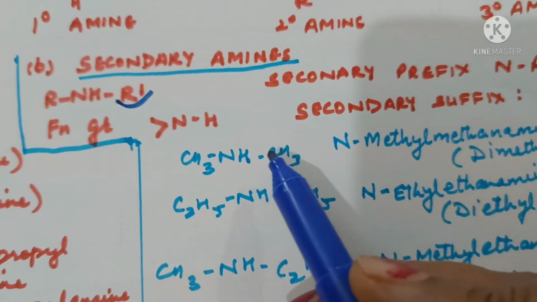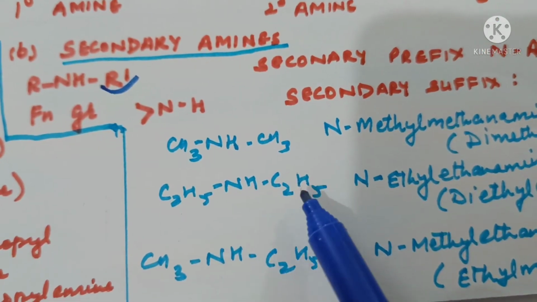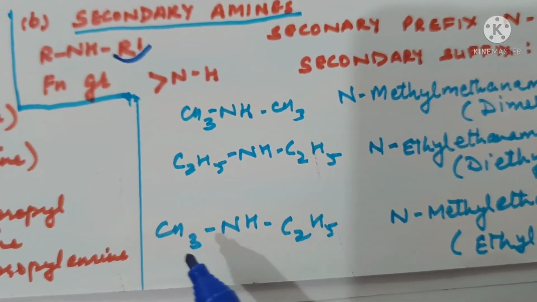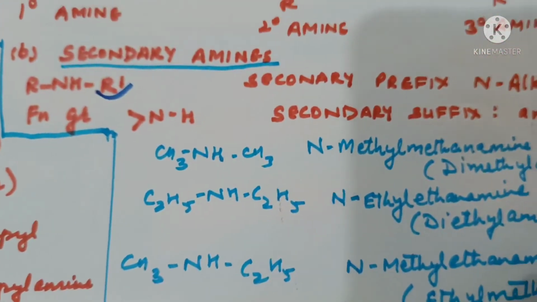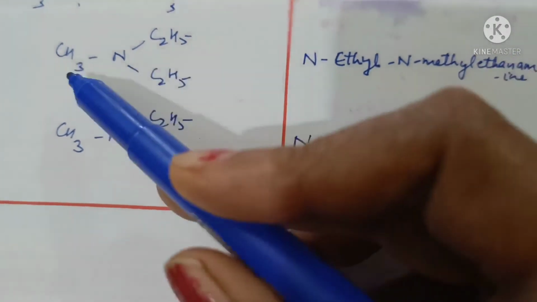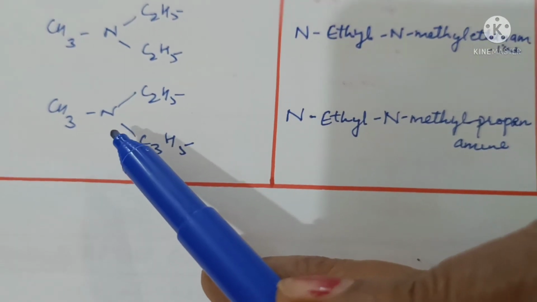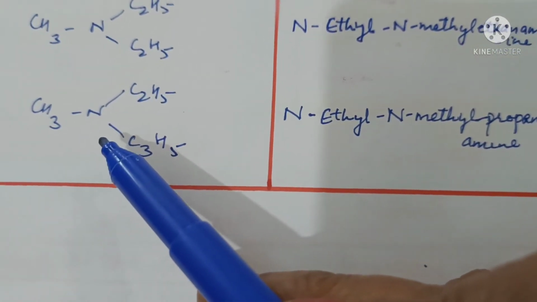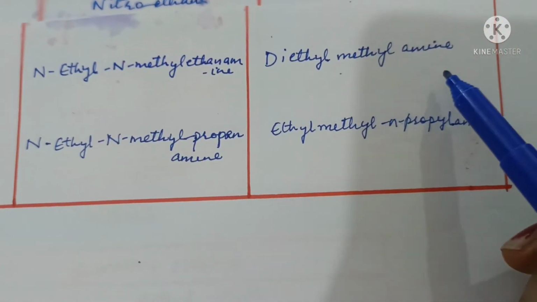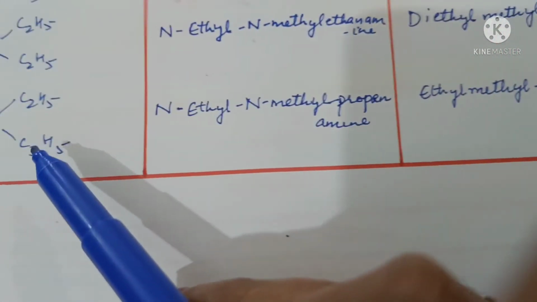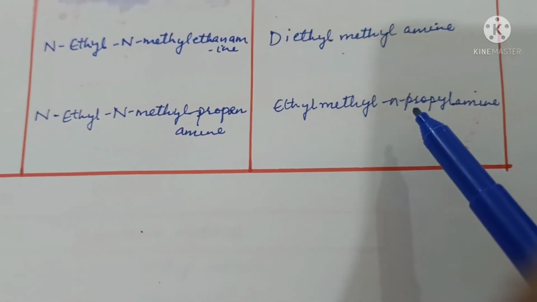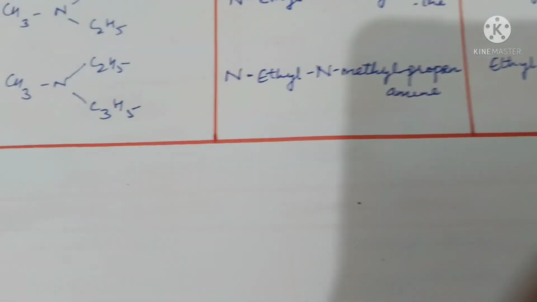This will be N-methylmethanamine. This will be N-ethylethanamine, and this compound will be N-methyl amine. The simpler group is used as prefix. This will be called N-ethyl-N-methylethanamine. This will be called N-ethyl-N-methylpropanamine. In common system, diethyl methylamine, and this compound will be called ethyl methyl propyl amine.